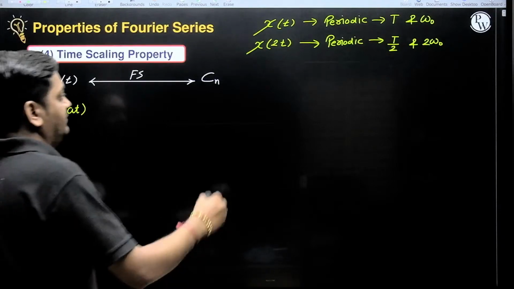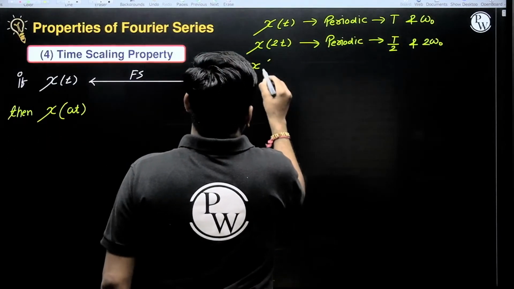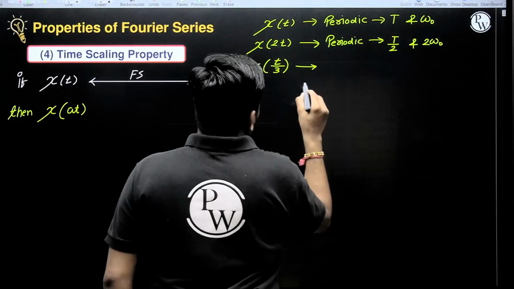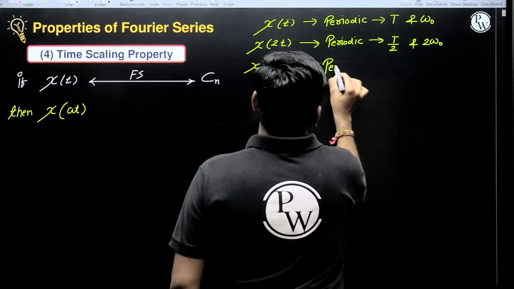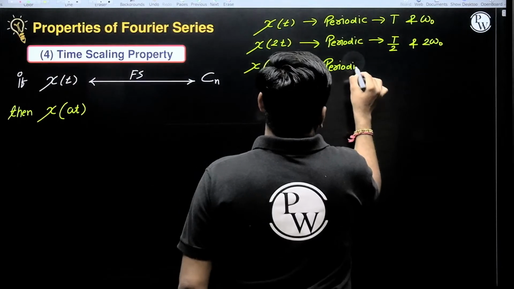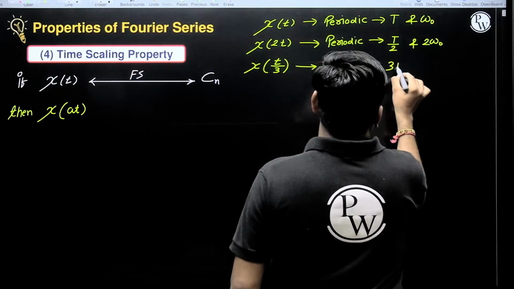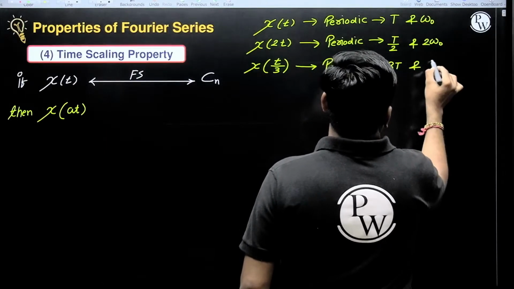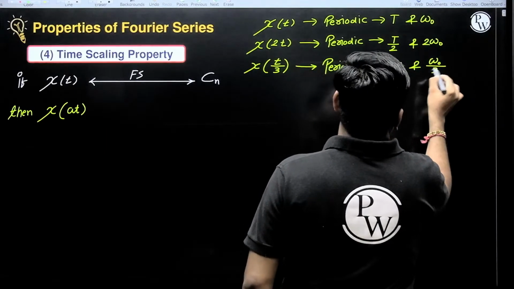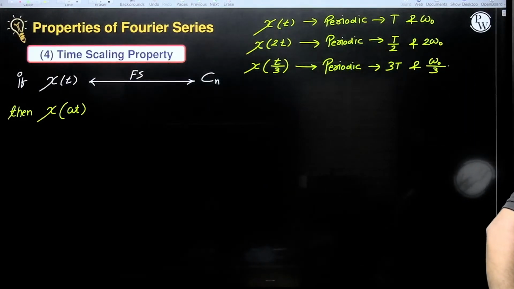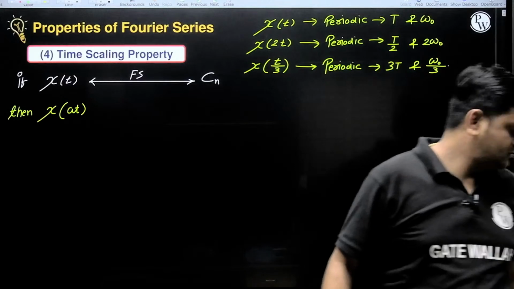Suppose I am writing x of t by 3. Again it will be a periodic signal, but this time it is an expansion by a factor of 3. What will the fundamental time period be, and what will the frequency be? Correct? Very good. Swagat is also present, very good. Swagat, you are also correct.